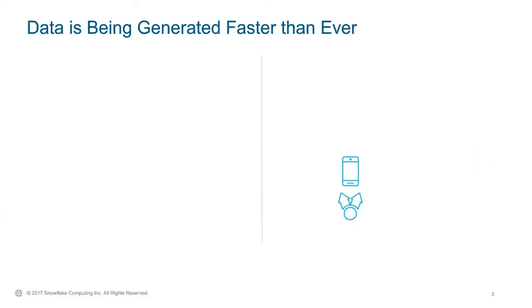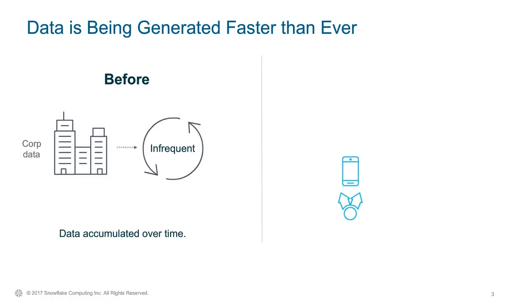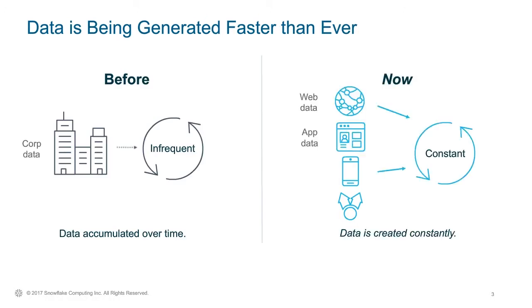Now, we know that data is being generated much faster than ever. It used to be that corporate data would be updated infrequently, either daily or weekly or even monthly. You'd be adding this data into your data warehouse. But now we have web data, app data, mobile data, sensor data that's generating a constant flow of analytically useful data, but data that can really be a challenge to get into Snowflake and other data warehouses because it's being generated so quickly. It's being generated in a multitude of very small files, and that really leads to some problems.